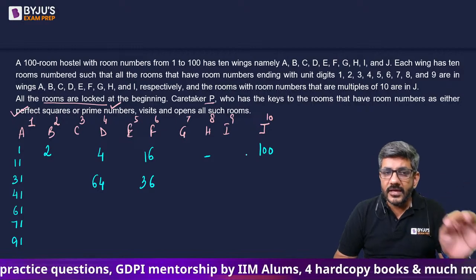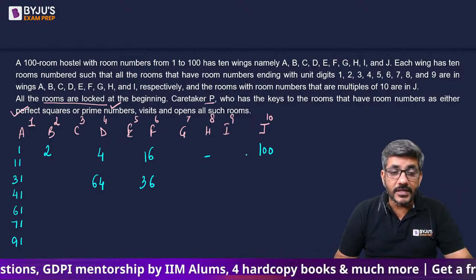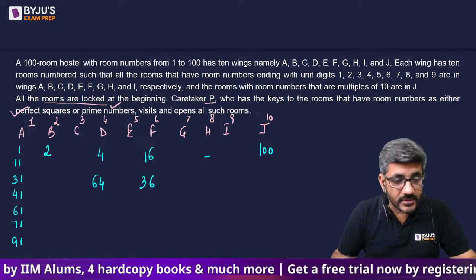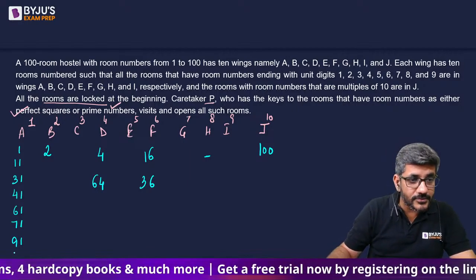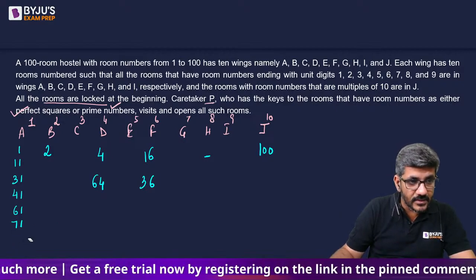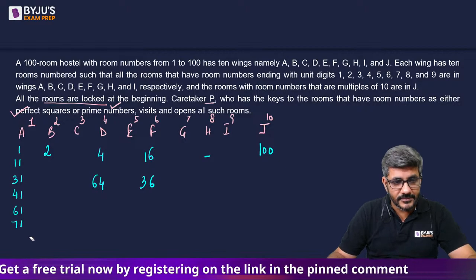So B, D, F, H and J we can find out easily. I'm sorry, 91 also is not a prime number. You are absolutely correct, I showed it wrongly. 13 into 7 is 91, right? 13 into 7 is 91. I'm sorry.